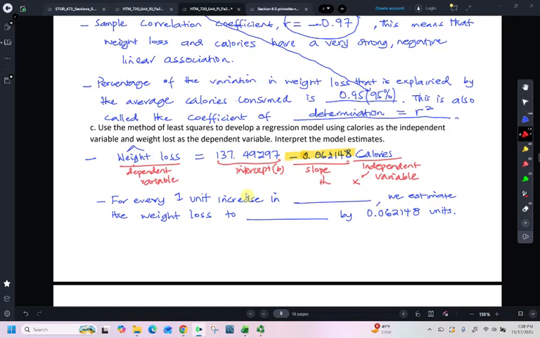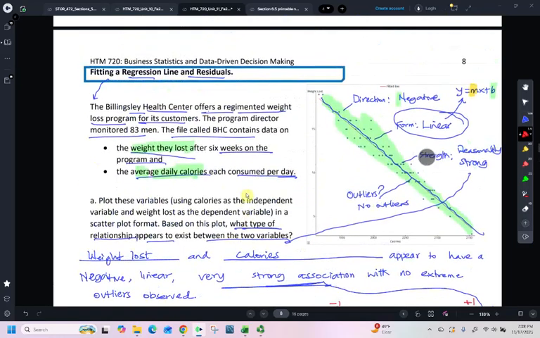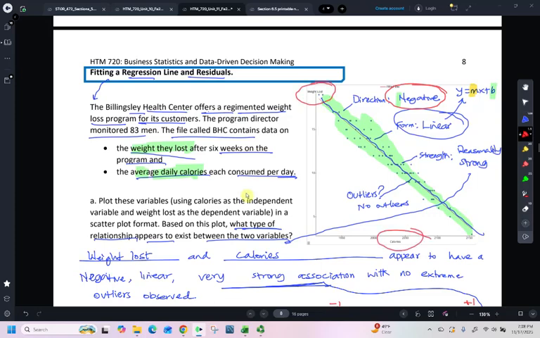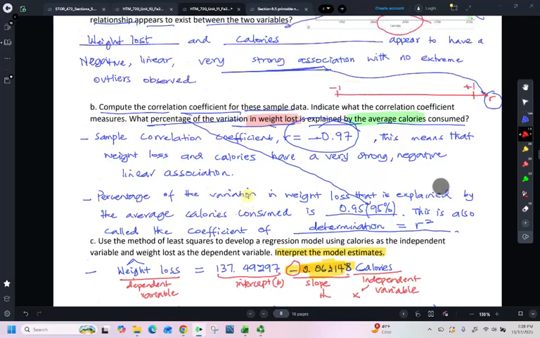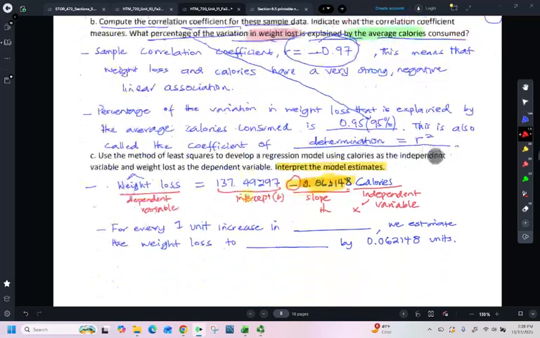Now, our interest next is these numbers that I've highlighted, the yellow number. Can we interpret it? These are the model estimates, or the regression parameter estimates. Well, this negative 0.062148 is negative, which means that an increase in one will be associated with a decrease in another. That is not surprising given the negative relationship between weight loss and calories consumed. So we know that as one is increasing, the other tends to be decreasing.